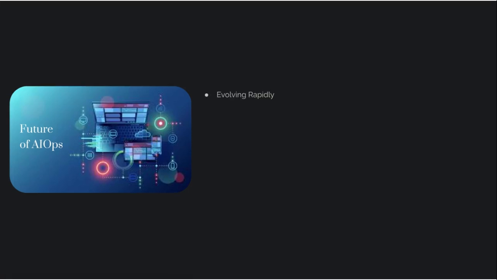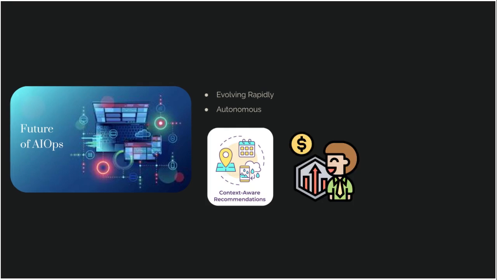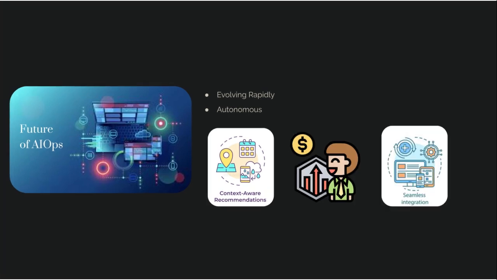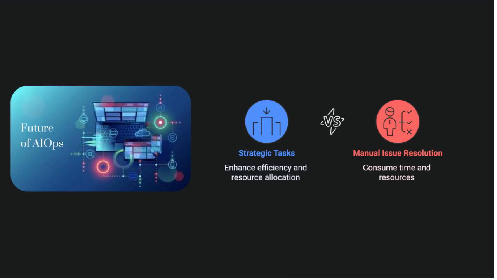AIOps is evolving rapidly, and businesses are looking for ways to make their IT systems more autonomous. But what's next? AI will become more context-aware, understanding not just system logs but also business impact. AI-driven workflows will integrate seamlessly across IT environments. IT teams will focus on strategic tasks rather than manual issue resolution. AIOps is moving towards a future where IT operations will be largely automated, requiring minimal human intervention.